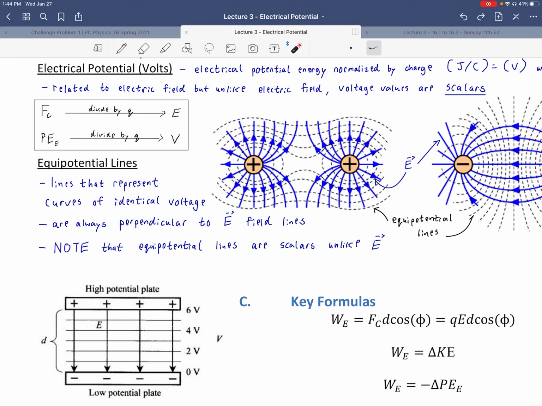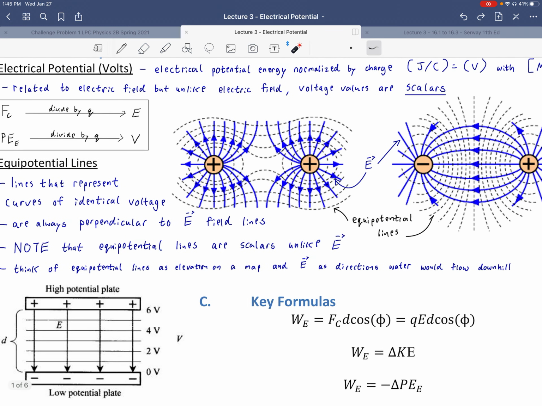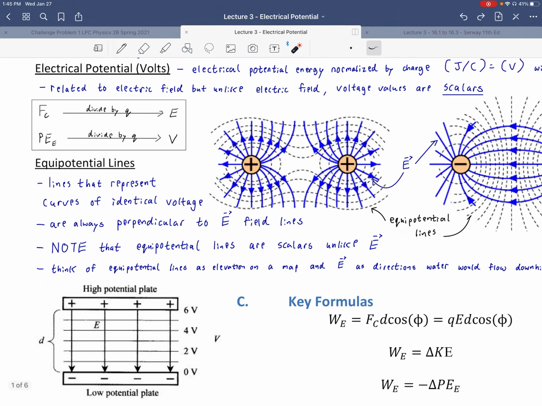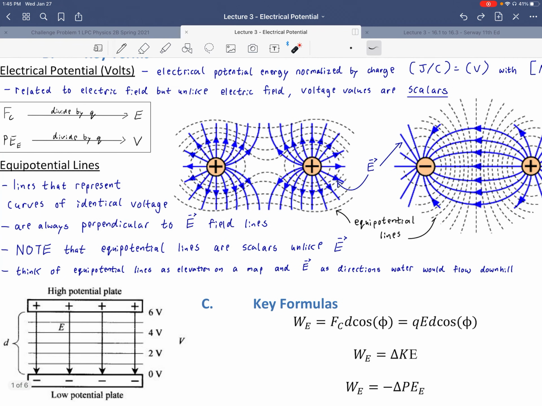Note that equipotential lines are scalars, unlike electric field lines. They're both called lines, but that betrays the fact that they're very different. One set of lines, the blue, in this case electric field lines, are vectors. The dotted black lines are just scalars. Got it? Now here's an analogy that has nothing to do with electricity. Think of the equipotential lines as elevation on a map, and the electric field as directions water would flow downhill.